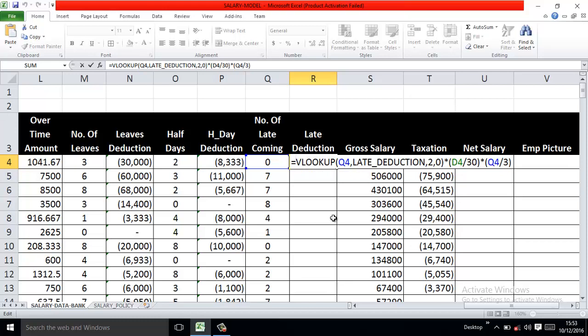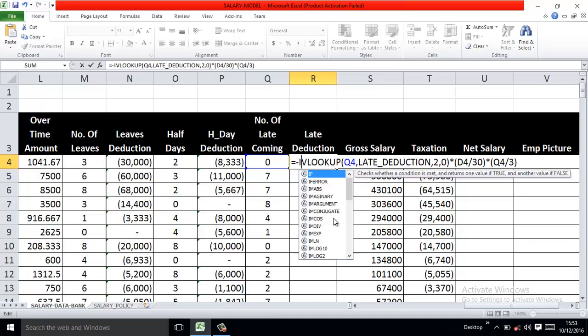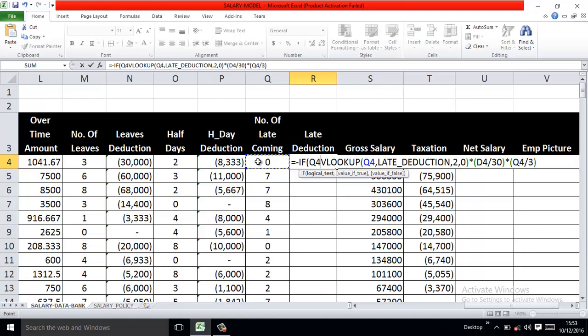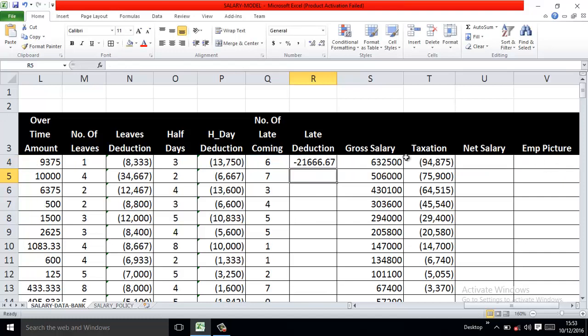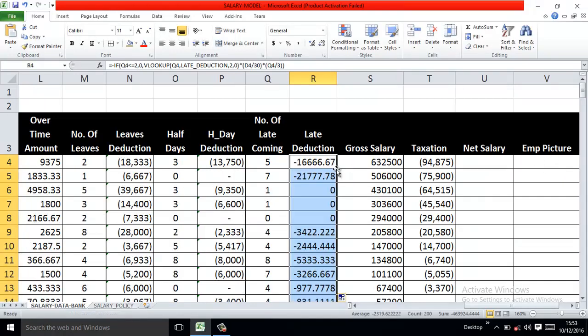Obviously, to manage those employees who did not make any late coming in the entire month, we apply again a check of this. If it's less than or equal to 2, which means 0 and 1, no deduction. Then go for further and calculate this one. Now this is the deduction.